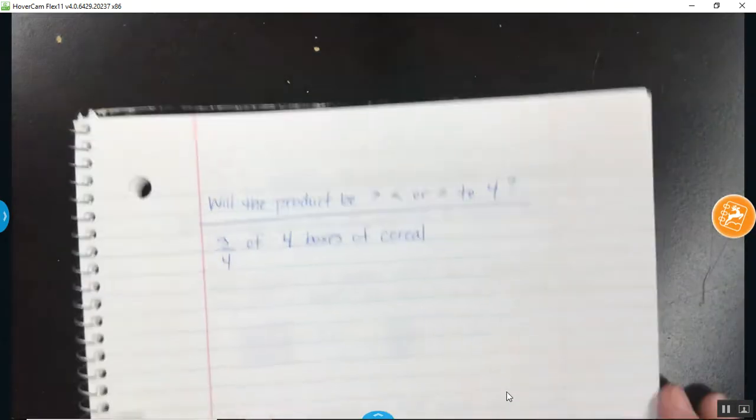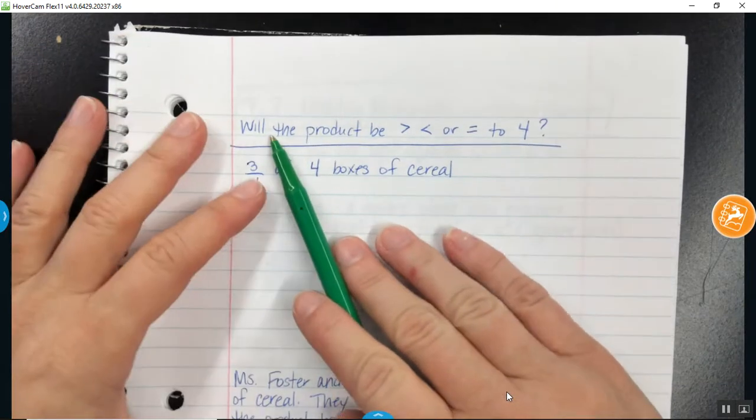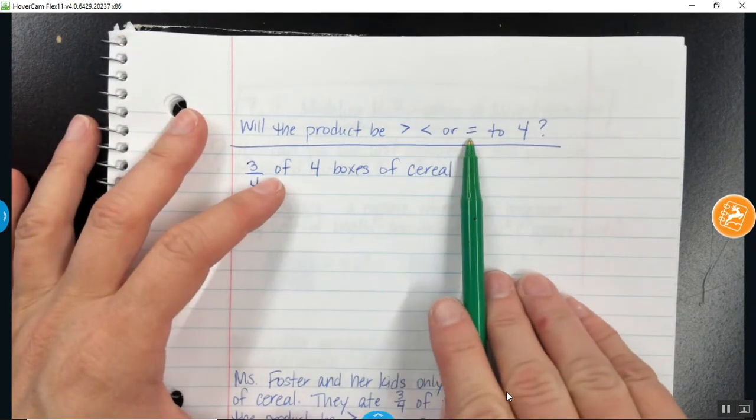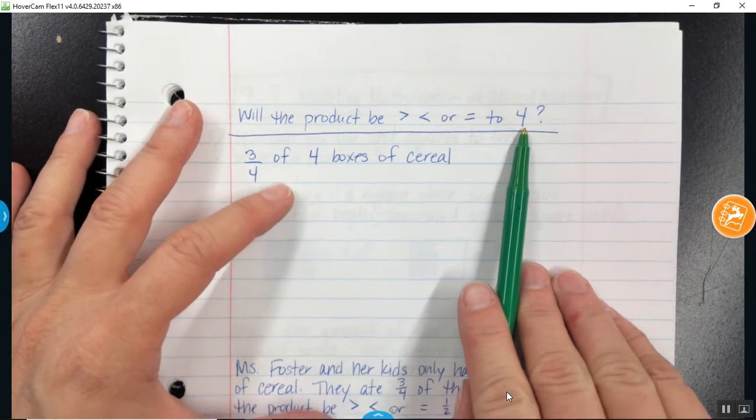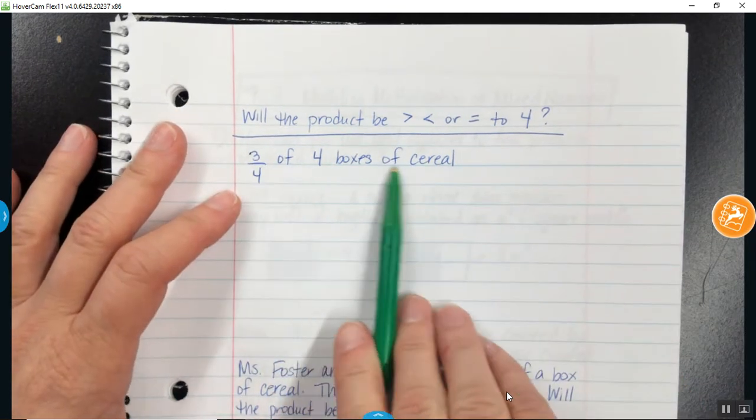Let's keep going. No freaking out, okay? No freaking out. All right, let's try this. Will the product be greater than, less than, or equal to 4? So I have to think. 3/4 of 4 boxes of cereal.